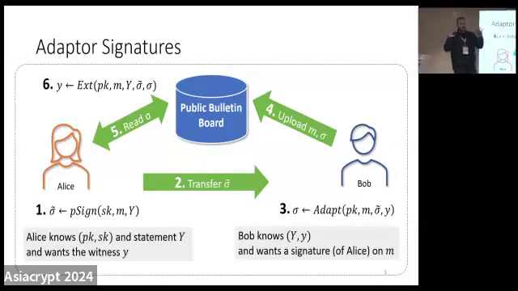Then Alice also has access to this public infrastructure, so she will read the signature, and then she will call the extraction algorithm with her public key, which she knows, the message, the statement, the pre-signature, and the full signature that Bob generated on her behalf, and she will be able to extract the witness.